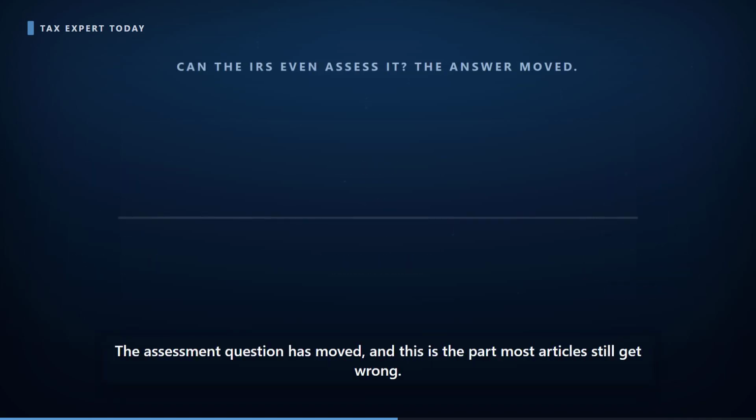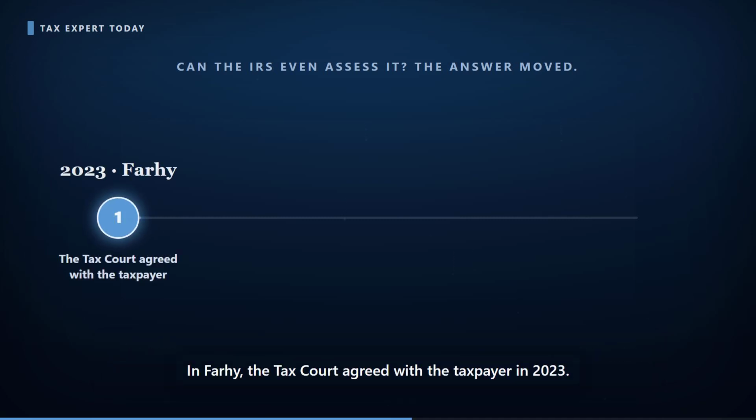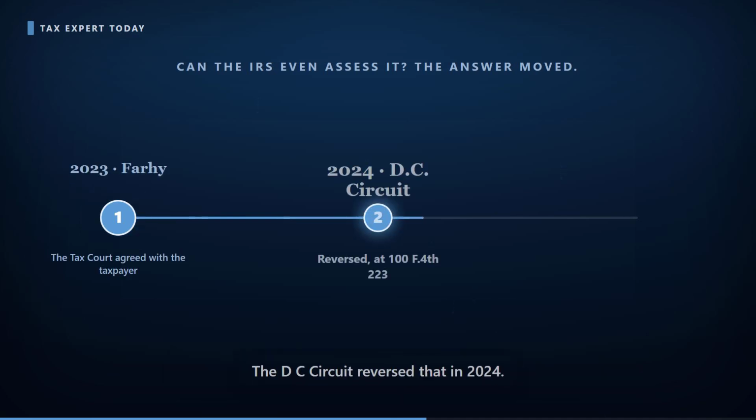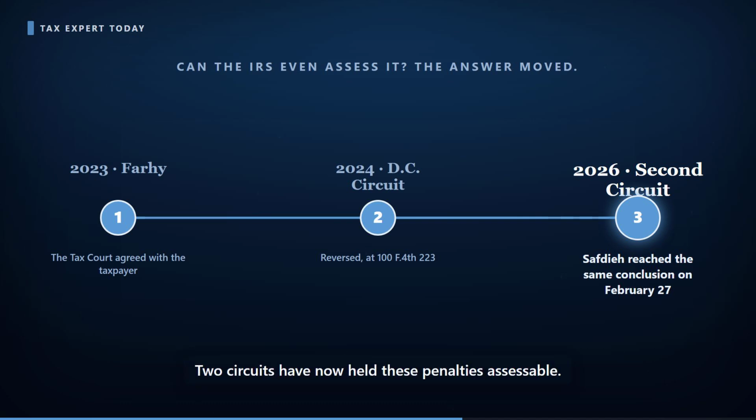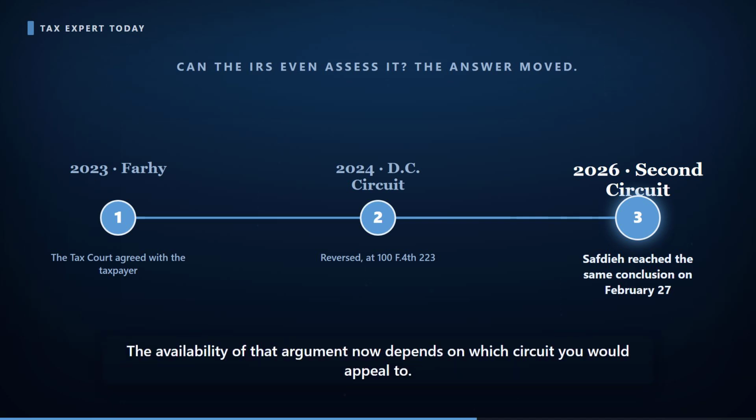The assessment question has moved, and this is the part most articles still get wrong. In Farhy, the Tax Court agreed with the taxpayer in 2023. The D.C. Circuit reversed that in 2024. On February 27, 2026, the Second Circuit reached the same conclusion in Safdieh. Two circuits have now held these penalties assessable. The availability of that argument now depends on which circuit you would appeal to.